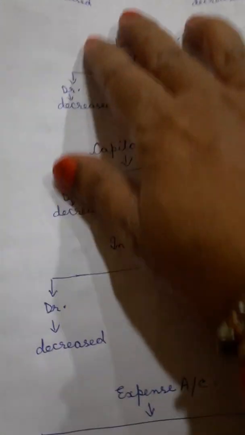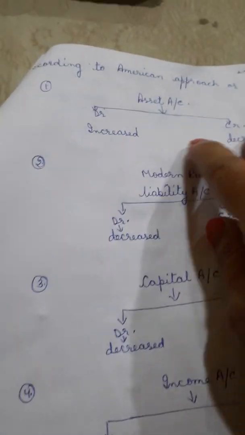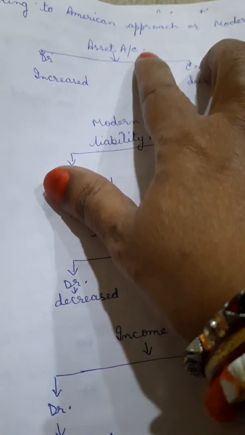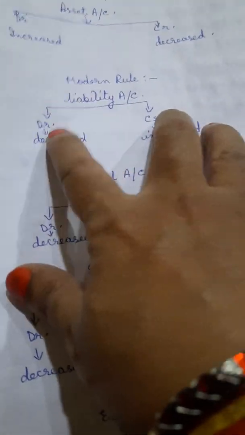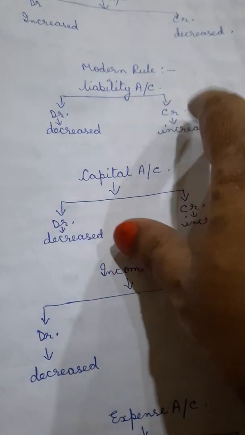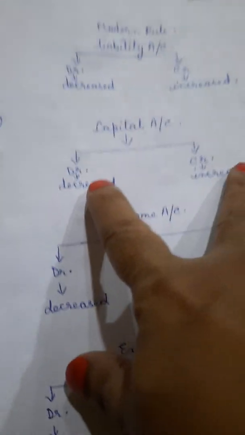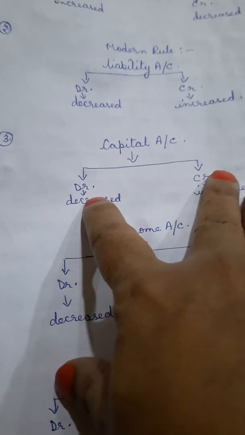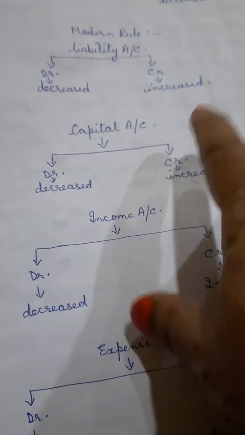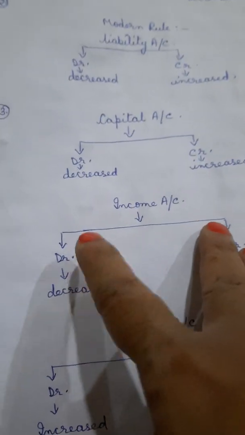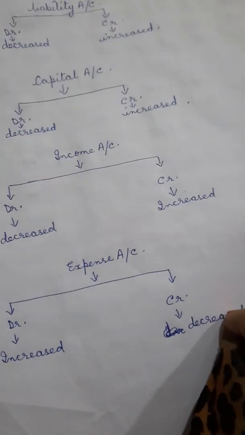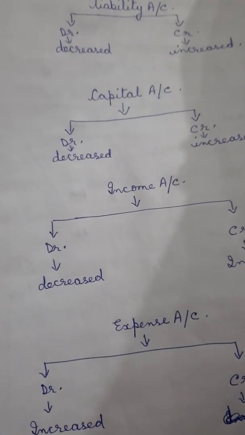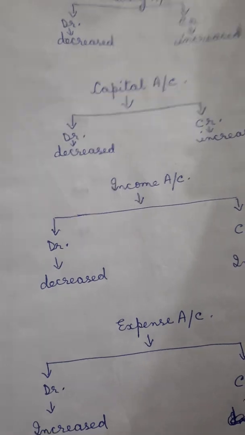Now according to the American approach or modern rule, for the assets account, debit increases, credit decreases. Then modern rule, liability account: debit decreases, credit increases. For capital account, if it decreases, then debit; if it increases, credit. Income account: decrease is debit, increase is credit. For expense account, increase is debit and decrease is credit. This is according to the modern rule or American approach.